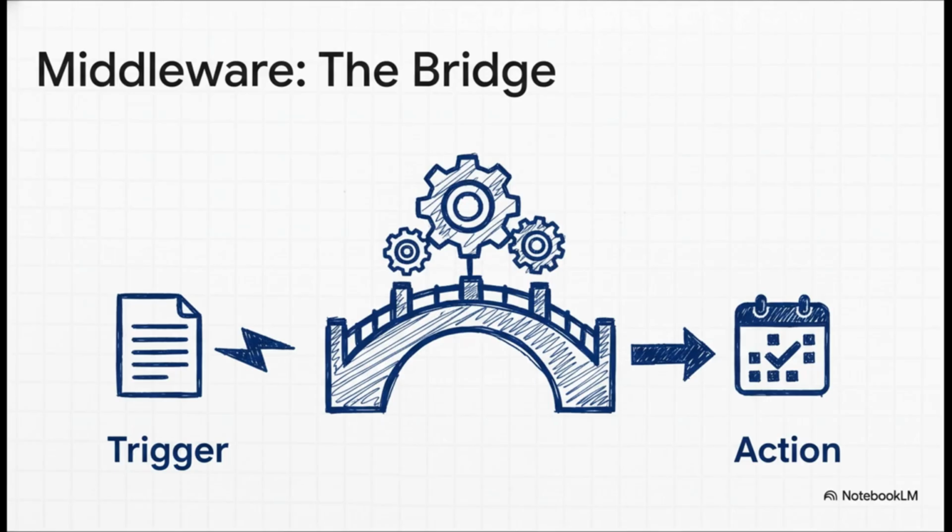And the final piece of the puzzle is middleware. These are services you've probably heard of, like Zapier or Make.com. In our restaurant analogy, they're the waiter. They hear the buzzer go off from one app, that's the trigger. They run over to the other app's kitchen and place a specific order from its menu, and that's the action. They are the essential bridge, the translator that lets thousands of different apps talk to each other.